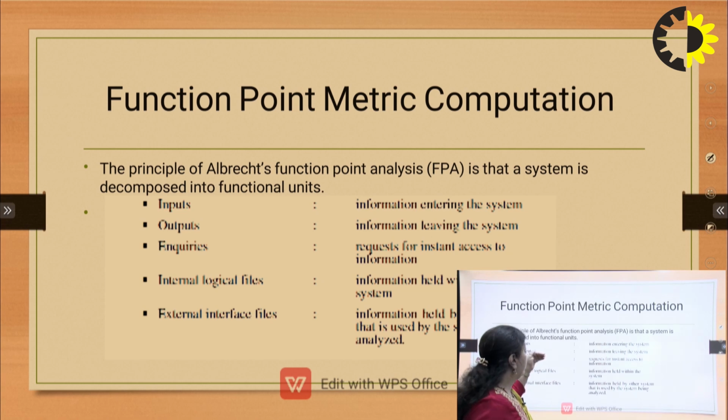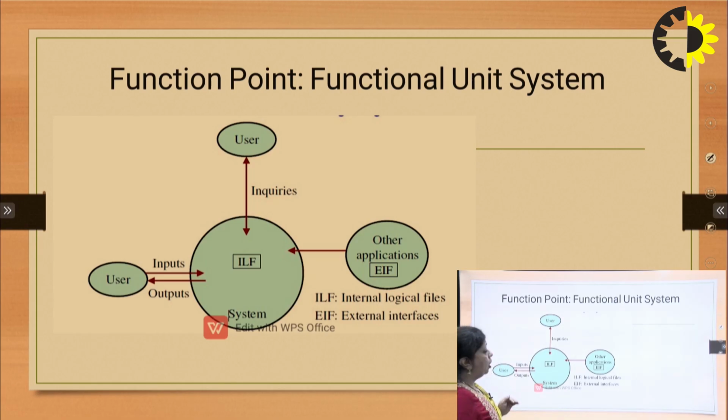So these are the 5 major functional units which we will be considering in FPA for analyzing the complexity of my code. Now all these 5 units have been shown using this diagram, that as we have already discussed we have 5 major functional units. So now what are these? We have tried to describe these using this diagram.